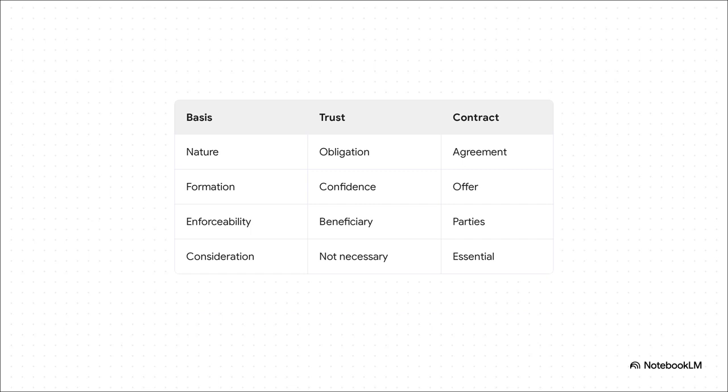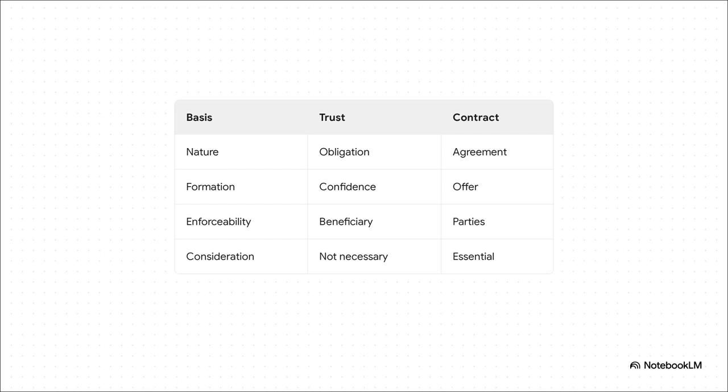Our final comparison, trust versus contract. By nature, a trust is an obligation annexed to property, while a contract is fundamentally an agreement between parties. Looking at formation, a trust requires confidence plus acceptance, whereas a contract is born from offer plus acceptance. For enforceability, a trust is enforced by the beneficiary, but a contract is enforced by the contracting parties. And most importantly, regarding consideration, in a trust it is not necessary, but in a contract it is essential.